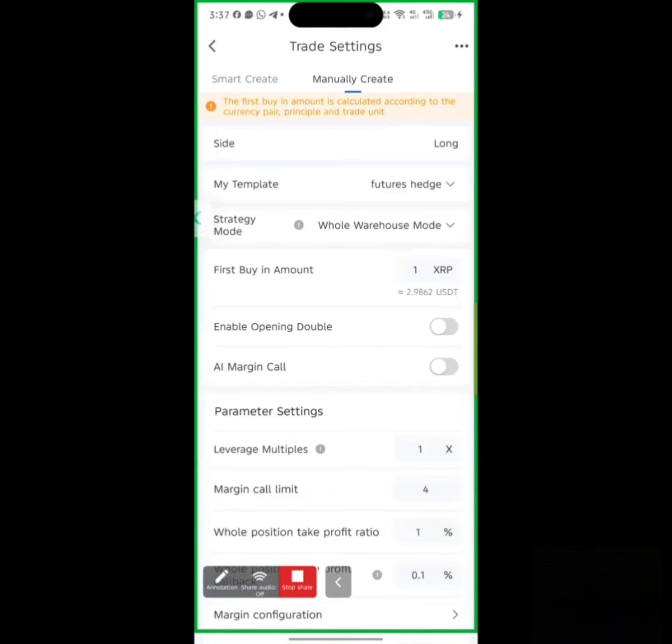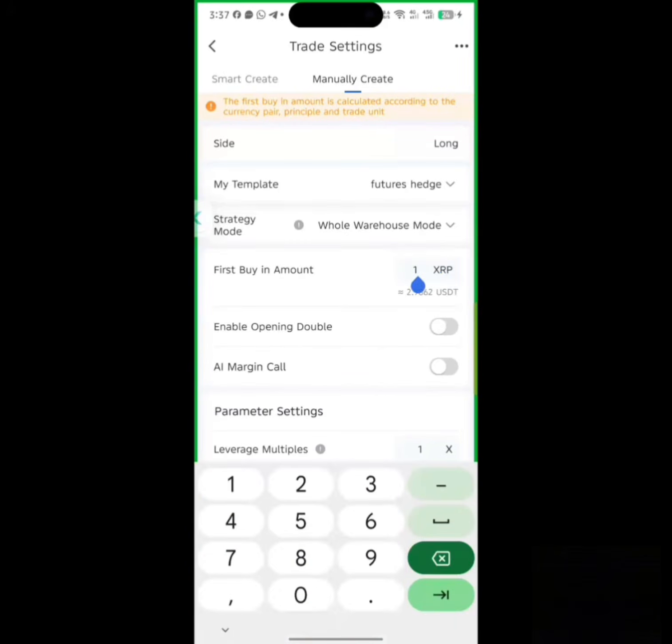Okay. So let me add to this one. Let me just put 3. Okay. 3 gives us 8.9. 3 gives us 8.9. Ismail, I'm repeating for you.